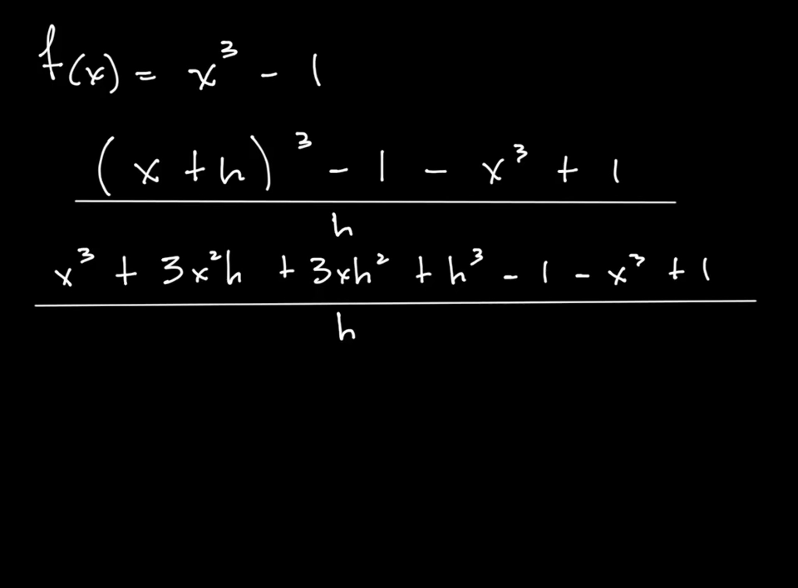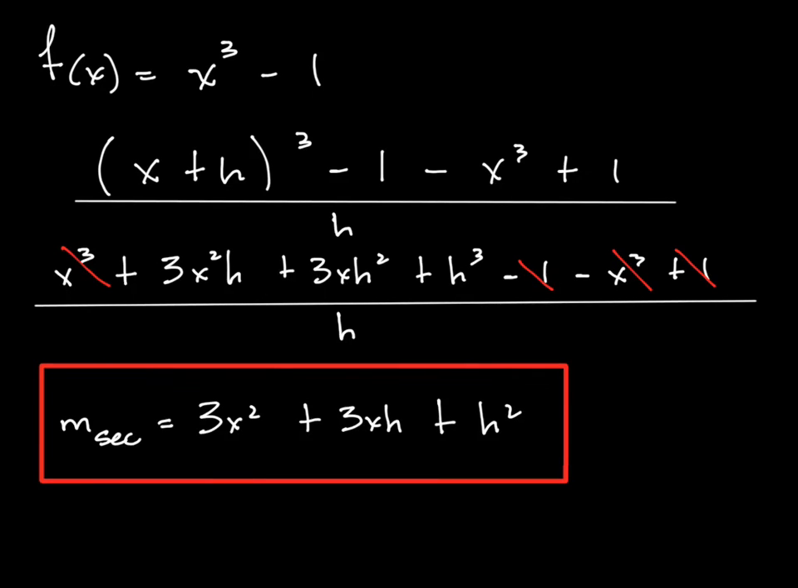This is the cancel point. The x cubes cancel, the 1's cancel. We have 3x squared h plus 3xh squared plus h cubed over h. When we do that division, we end up with 3x squared plus 3xh plus h squared. That's going to be our secant line. So the slope of the secant line here is going to be 3x squared plus 3xh plus h squared.